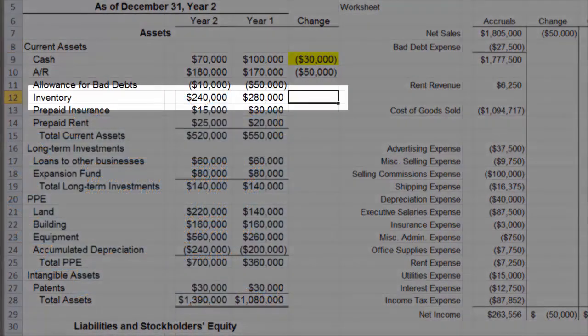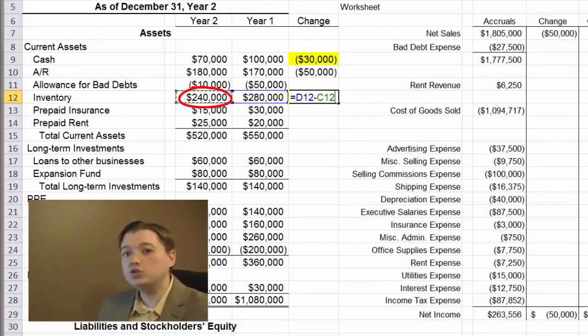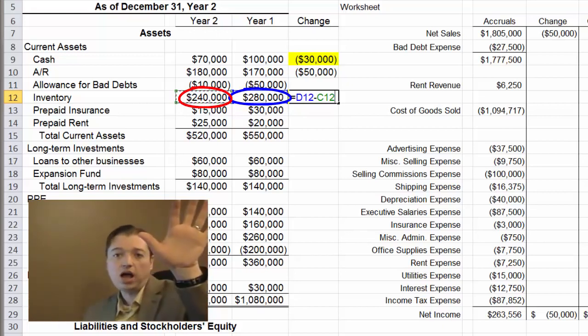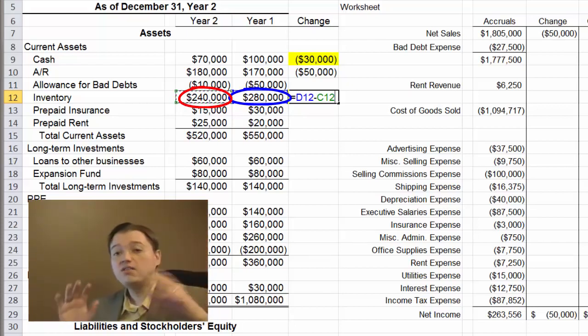The next is inventory. And I'm going to take the $280,000 minus the $240. This is my shortcut, by the way. If I do it this way, if I take old minus new in assets, it does the sign for me automatically, right? You can look at that and say, wait, 280 minus 240, $40,000 change. Inventory goes down, so cash has to go up, right? It's the teeter-totter.